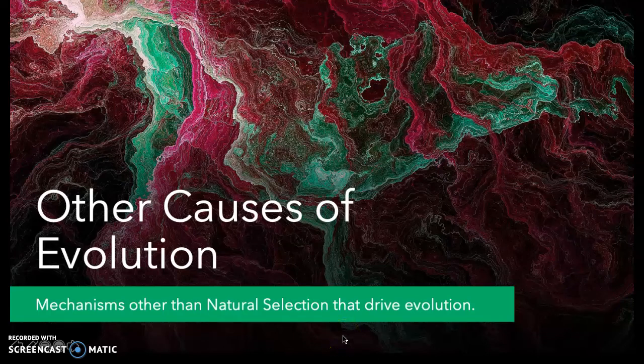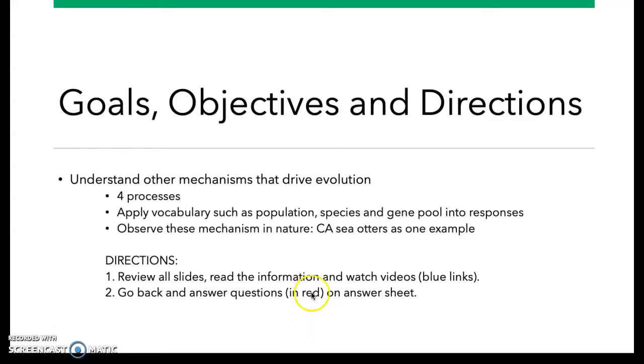This week's presentation, we're going to be focusing on causes aside from natural selection that drive evolution. Just as a quick reminder, with natural selection, nature is picking the adaptations that are most suitable. We'll be focusing on 4 processes that are random processes. And at the end, you'll have some questions that I'd like you to answer.